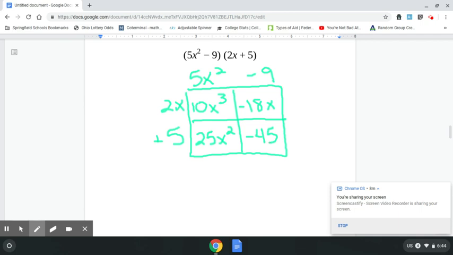Now I just need to take these terms out of the boxes here and put them in standard form. Start with the highest exponent first. When you take these out, it doesn't matter how you take them out, but your final answer should be in standard form.